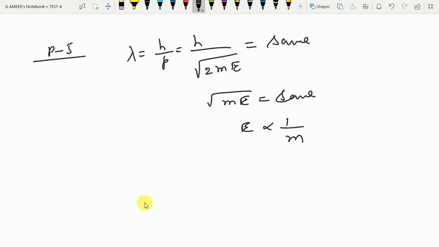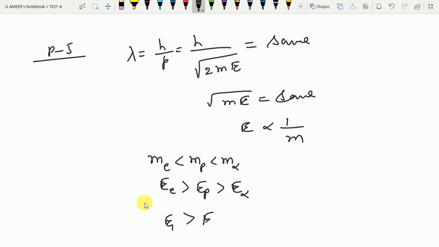So the mass of electrons is smallest, then the next small one is proton, then the alpha particle. That means energy of the electron is greater than that of the proton, which is greater than that of the alpha particle. The energy of the electron they have given as E1, that is greater than that of the proton, given as E3, that is greater than that of E2. Okay, so finally in the problem P5, the best option will be the A option.